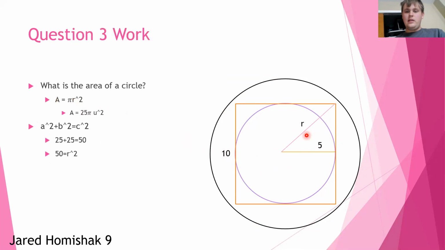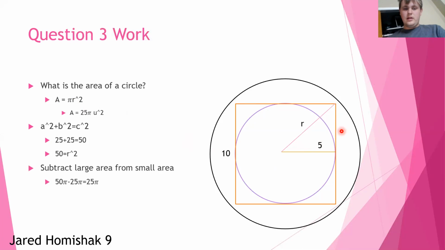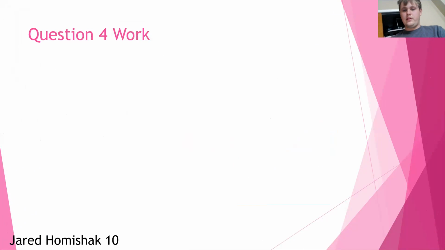Now, to find the length of r, we need to work on the Pythagorean theorem. So that formula is a squared plus b squared equals c squared. We know 5 squared, and we know this is 5. So 5 squared twice, 5 squared is 25. 25 plus 25 is 50. 50 is equivalent to r squared. So we need to subtract the large area of the circle from the small area to find what we are looking for. So 50 pi minus 25 pi is 25 pi, and therefore the areas are the same.